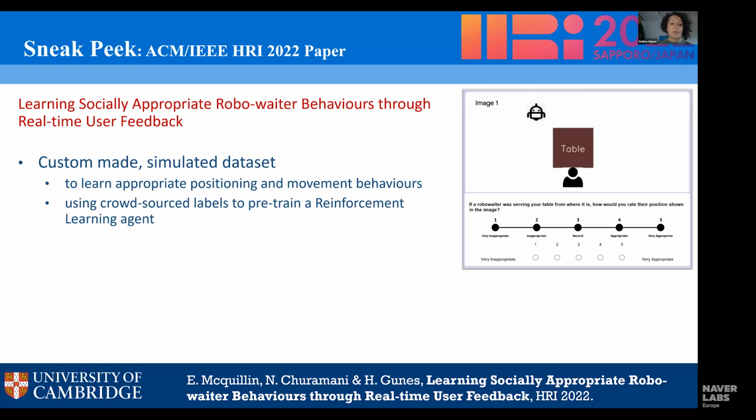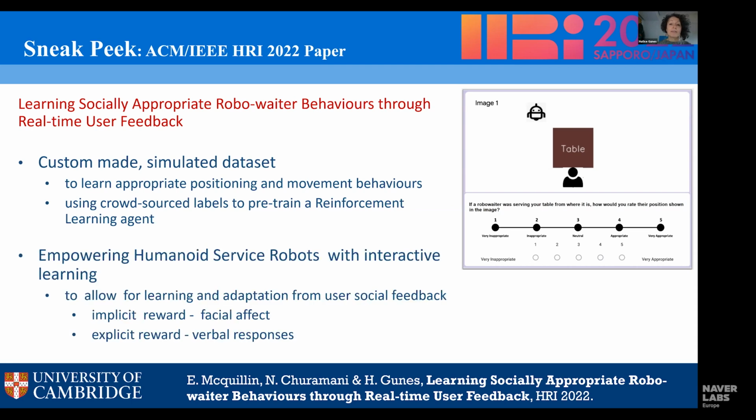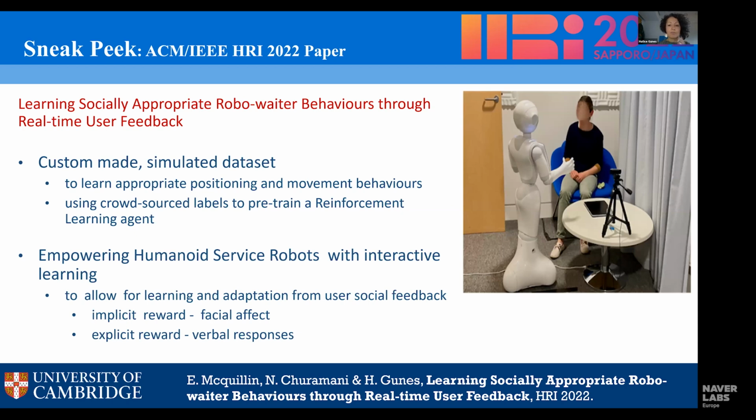I'll just briefly mention that we made a custom-made simulated data set to learn appropriate positioning and movement behaviors for a robot waiter. Again, we use crowdsourced labels to pre-train a reinforcement learning agent. The idea was then to empower humanoid service robots with interactive learning, so we wanted the robot to learn on the fly and adapt from social feedback with implicit and explicit rewards. This is how it looked. I won't say more, so hopefully you can attend HRI 2022 and see our work there. And with this, I'll conclude.